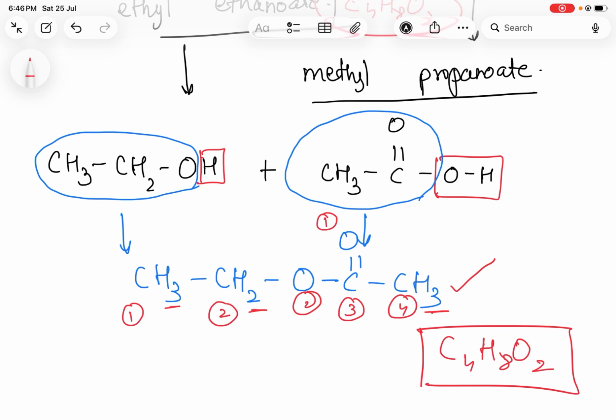So this is all about the structural isomerism of esters and carboxylic acid with esters. Okay, I hope you have understood this. Thank you.